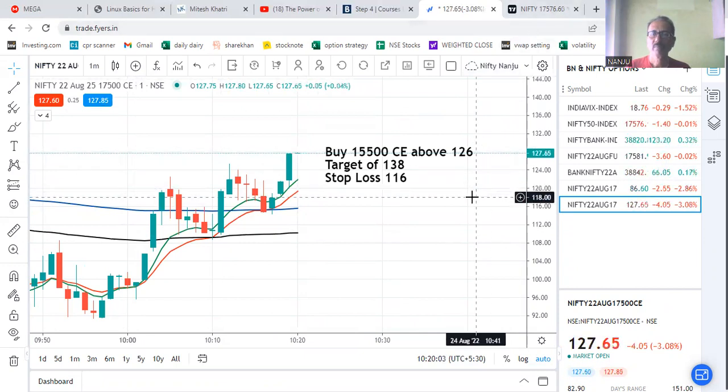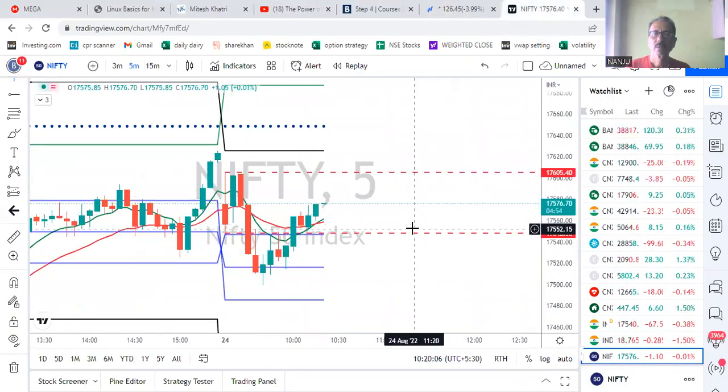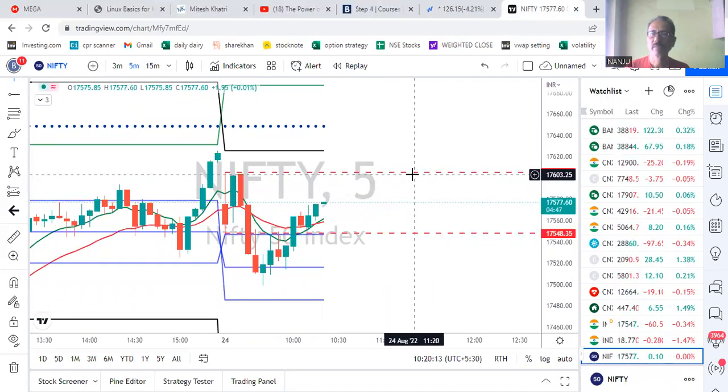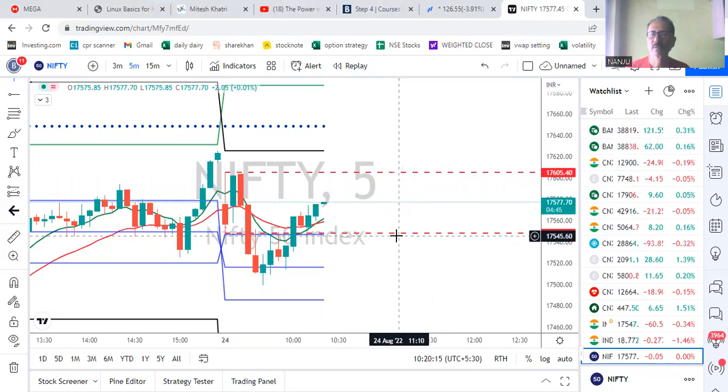So 138 will be my target. Yes, it will come to this point. I mean 600. It's very easy to reach 600. Another 20 points move will get us profits.